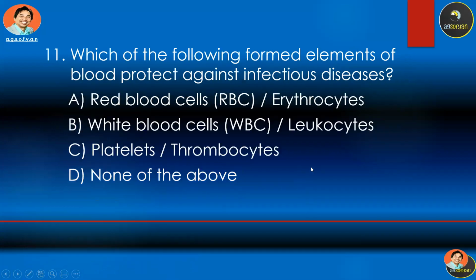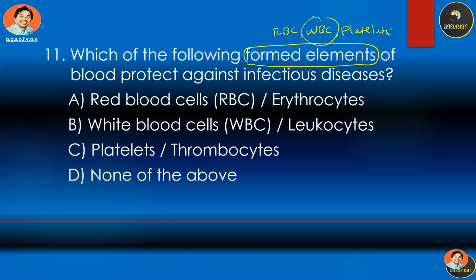Which of the following formed elements of blood protects against infectious disease? Choose your answer. Okay, remember there are three types of formed elements: red blood cells, white blood cells, and platelets. The one that helps us fight against infection is the white blood cell, which is this one.